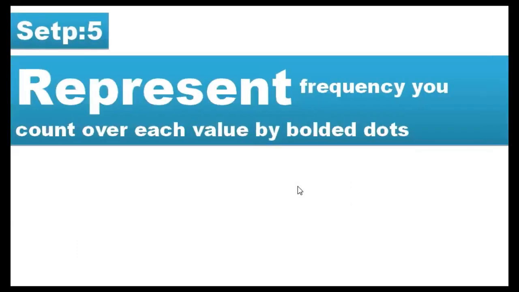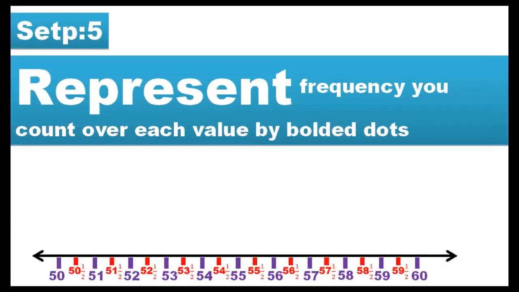Represent the frequency you count over each value by bold dots. As I told you, you are going to handle it with the number line you draw like that. Where is 50? This is the first point. So how many times is 50 repeated, what is its frequency?